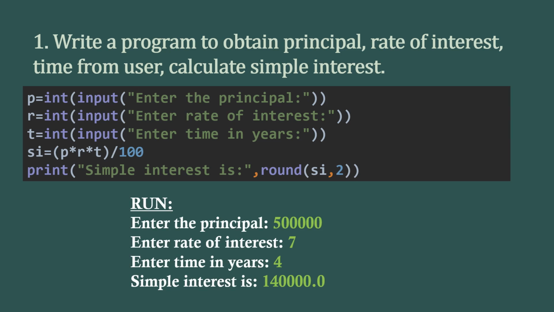Once you run the program, it will ask you for the principal. Let's say the principal amount is 5 lakh and the rate of interest is 7%, let's say, and the time in years is 4 years. Then you can see the simple interest is calculated like this, 1,40,000.